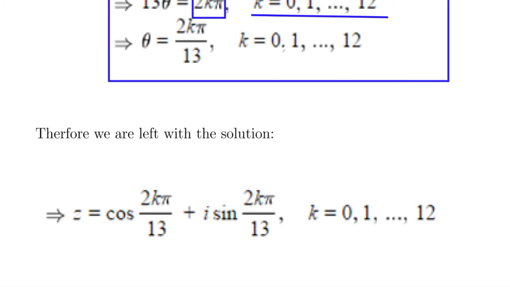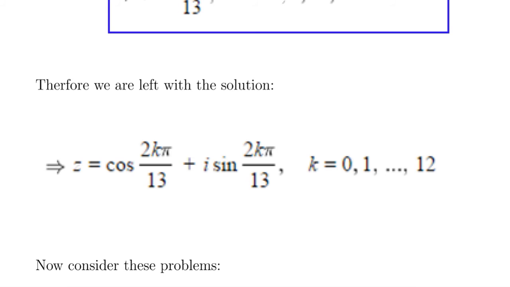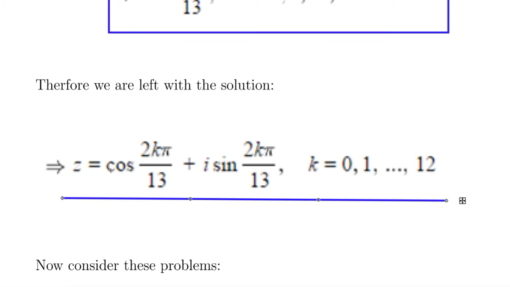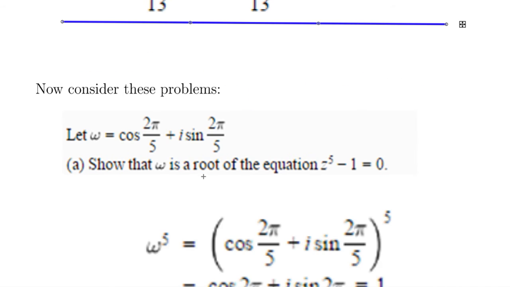I haven't actually finished this off. This is probably the best way to write it out. Once I know what theta is, I'll actually put it in there: cos 2k pi over 13 plus i sin 2k pi over 13, where k can come in these forms. Okay, so this is the next one I want to consider.